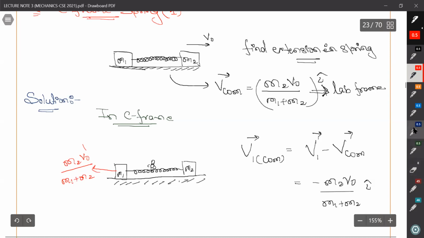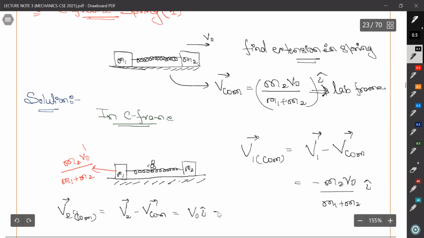What will be the velocity of the second block relative to the center of mass? It will be v2 minus v of center of mass, and that becomes what? v2 is v0 i cap, minus m2 v0 i cap upon m1 plus m2.